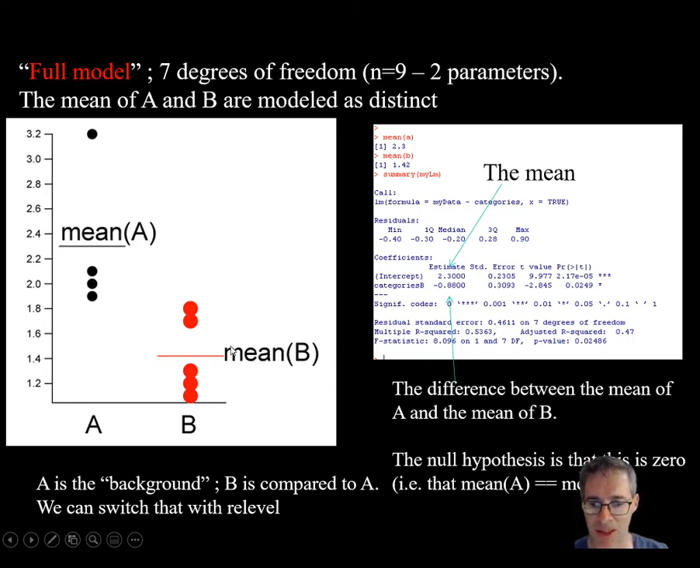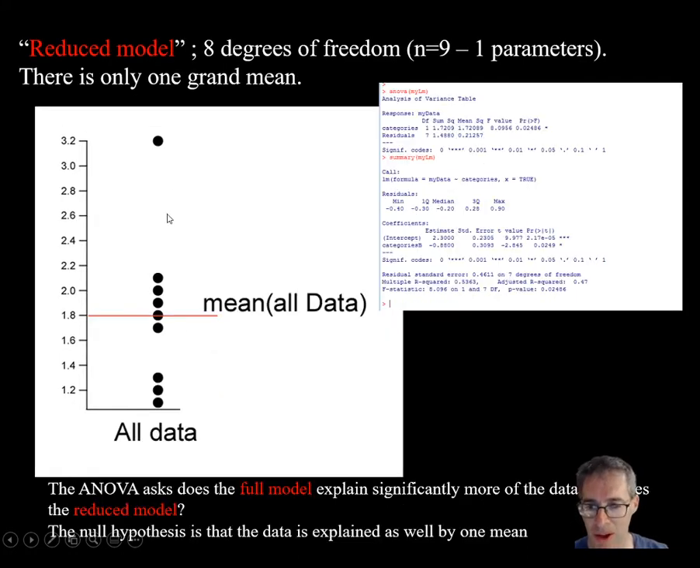Again, the inference is going to be that the difference equals 0. That's what shows up here. This is the full model. So is this a better model, where you can draw separate means for the 2 categories? Or is this a better model, where you only have one mean and you're looking at the residual error between the line and all of the data?